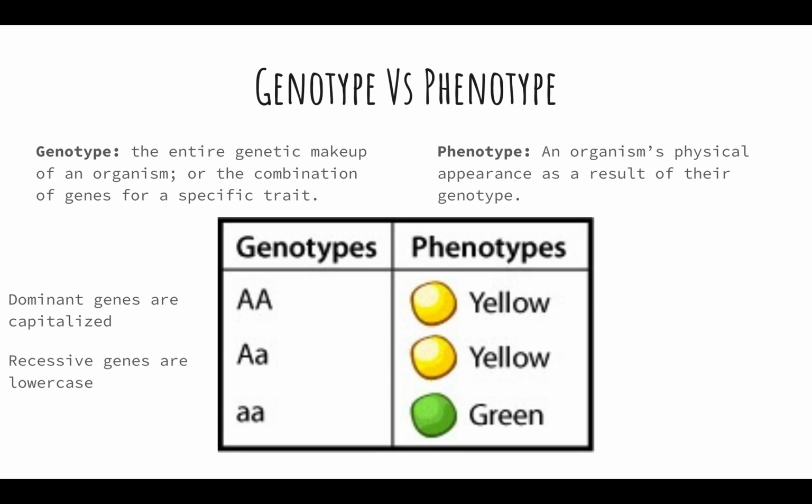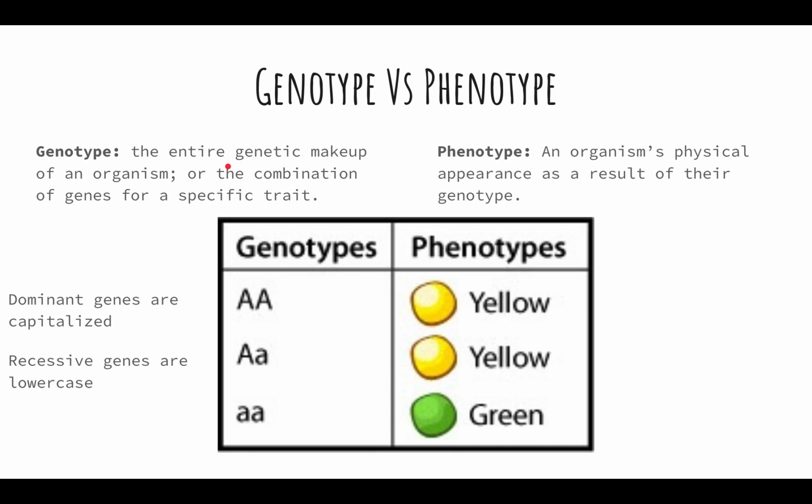Now, there are two words here you may not have ever heard: genotype and phenotype. The definition of genotype is the entire genetic makeup of an organism, or the combination of genes that they might have for a specific trait. Phenotype is the organism's physical appearance because of their genotype. I like to remember it by the PH for physical in phenotype. That helps me remember which one is which. And of course, genotype starts with gene.